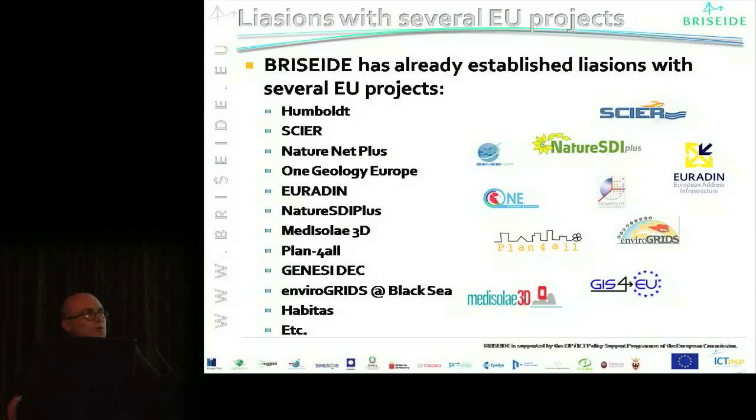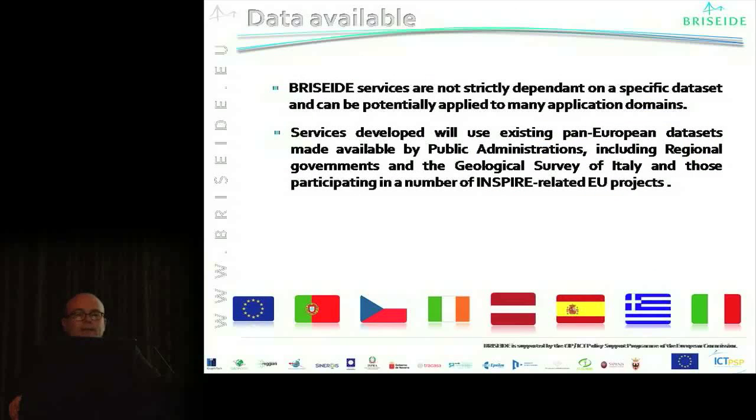It's important to use and reuse existing technology. And this is why Briseide has already established a liaison with a number of European projects in order to exploit and reuse what has already been developed. Furthermore, the Briseide services are not strictly dependent on a specific dataset and can potentially be applied to many application domains. Services developed will use existing pan-European datasets made available by public administrations, including regional governments.